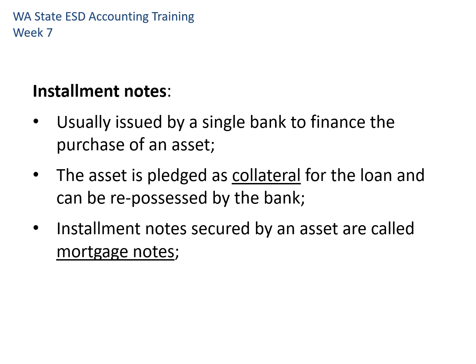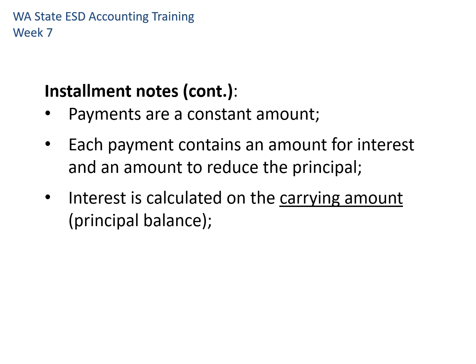So the last topic I want to cover are installment notes. Those are notes where they're issued usually for the purchase of an asset, and the asset is pledged as collateral for the loan. So a car loan, a home mortgage, those kinds of things. Could be a loan for a piece of machinery in a business or a computer system or something like that. The key thing is that the payments are a constant amount. They don't go up and down.